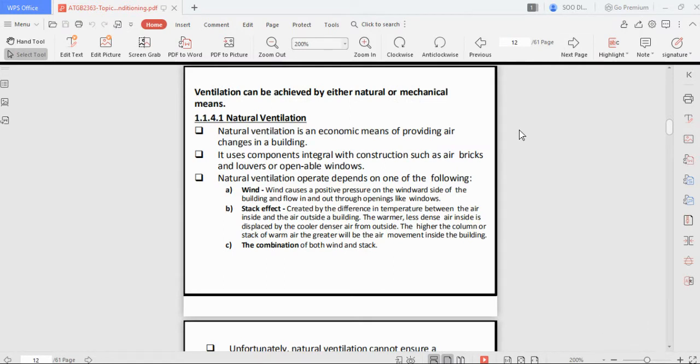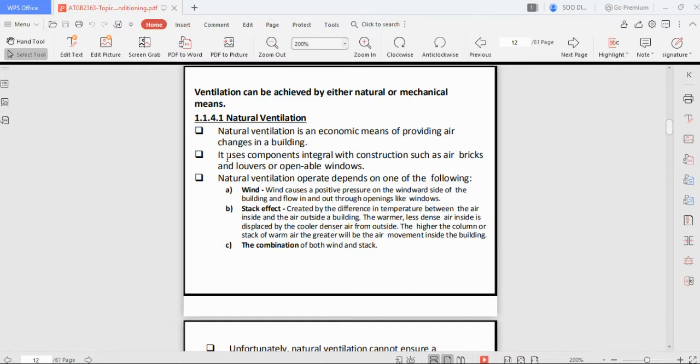So this is more detail on the definition of natural ventilation. It says that natural ventilation is an economical means of providing air. Why does it say so? Because natural ventilation uses the force of wind, and because you're only using the force of wind, you do not consume electricity. This is achieved by means of having open windows. So if your room has a lot of windows, you'll be able to change the air in your room easily.